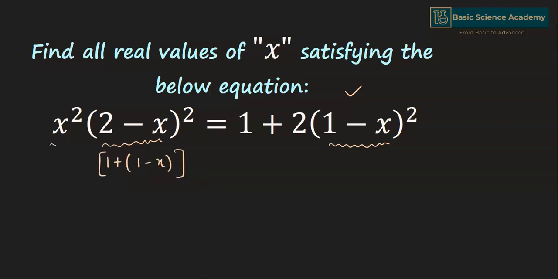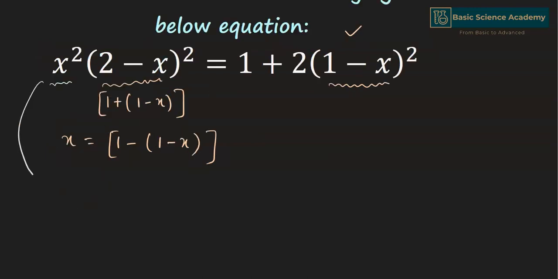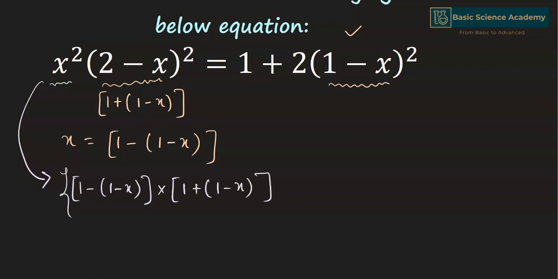Also, we can write x in the form of 1 minus x, which is x equals 1 minus (1 minus x). Now, the equation becomes x equals 1 minus (1 minus x) multiplied by, we have 2 minus x equals 1 plus (1 minus x) to the whole square, because we have square on x, and 2 minus x equals 1 plus 2 multiplied by (1 minus x) to the whole square.